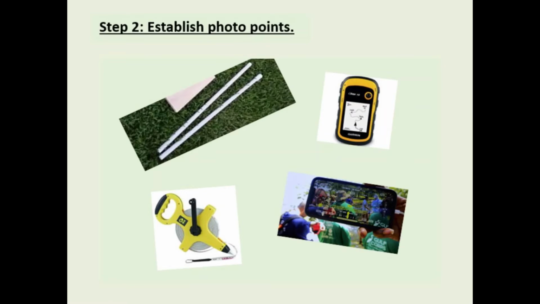Step 2. For step 2, we are finally in the field to establish photo points. But before we leave for the field, we need to make sure we have all items needed for taking photo points. These include 2 PVC poles, one for the photo point and one for reference, a long meter measuring tape, a GPS or smartphone GIS application, and finally a smartphone with the Theodolite or Dioptra app on it to take images.